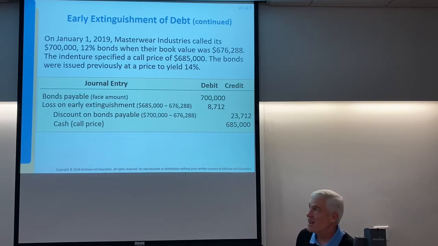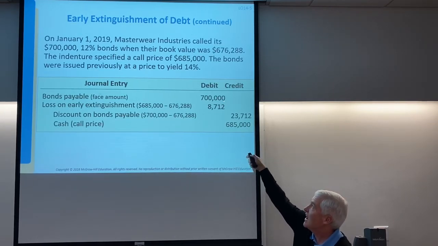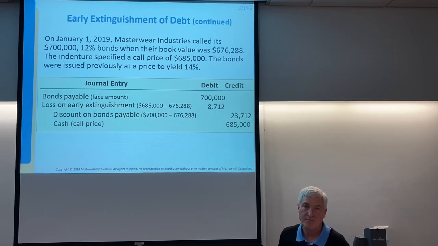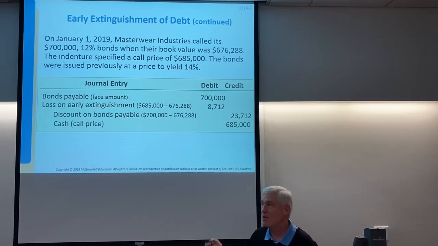Step one. Step two, go look at how much is in the bond payable account. In this case, $700,000 credit. Okay, I have to take that to zero, so debit that. Next, go look at the bond discount or premium. In this case, we have a bond discount.